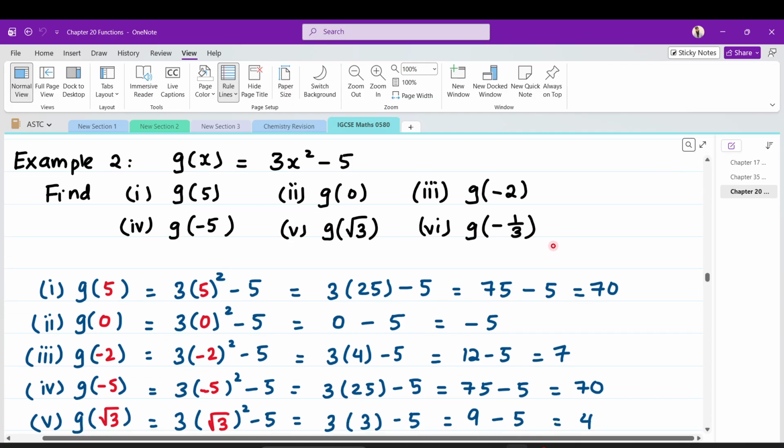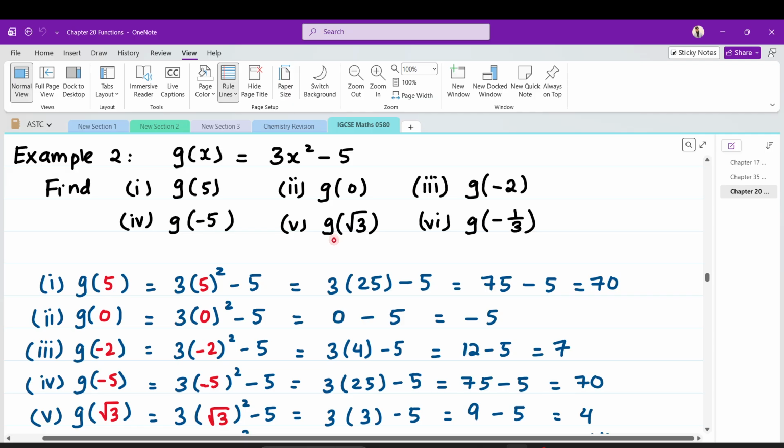Okay, all right. Number 5 is g of root 3. So here we have to plug in root 3. So the square of root 3 is going to be just 3, because a square and square root cancel out. So 3 times 3 is 9, 9 minus 5 is 4.